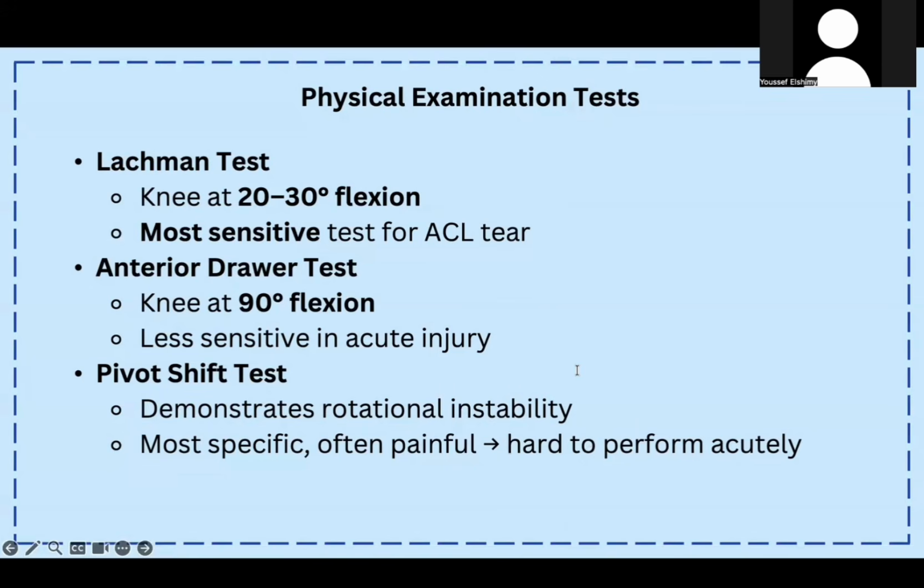Then we have the anterior drawer test, which is performed with the knee bent at 90 degrees. Although it is useful, it is less reliable, especially in acute injuries, because muscle spasm may limit the movement of the joint, so you cannot assess it well. Then we have the pivot shift test. The pivot shift test evaluates the rotational instability, and it is highly specific for ACL deficiency. However, the downside is that it is often difficult to perform, especially in awake patients, because it causes a lot of discomfort as well as apprehension.